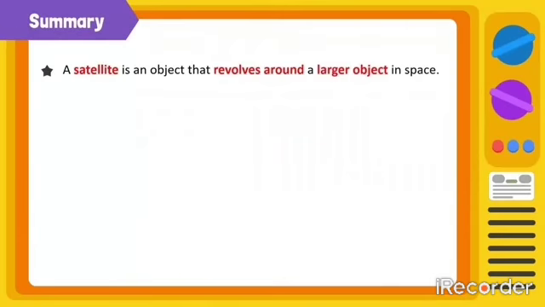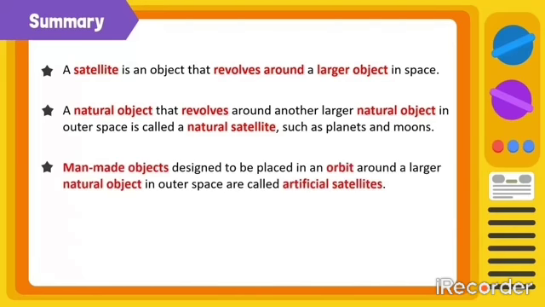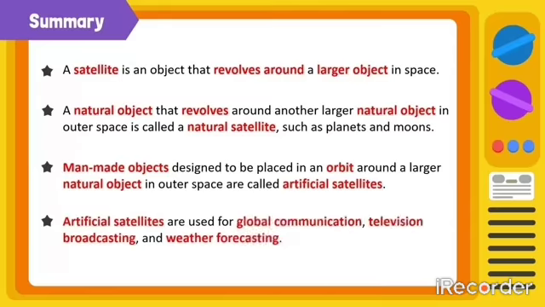Time to summarize. A satellite is an object that revolves around a larger object in space. A natural object that revolves around another larger natural object in outer space is called a natural satellite, such as planets and moons. Man-made objects designed to be placed in an orbit around a larger object in space are known as artificial satellites. Artificial satellites are used for global communication, television broadcasting, and weather forecasting.